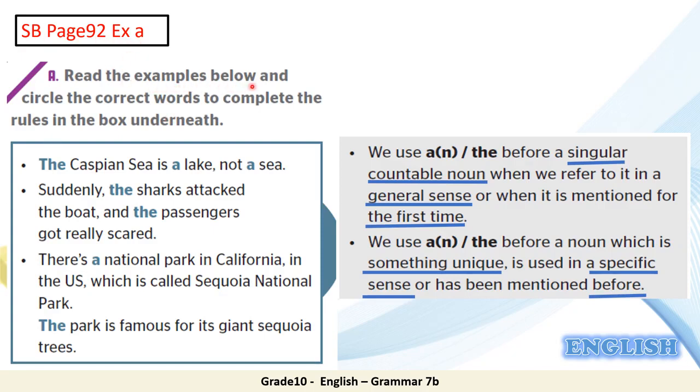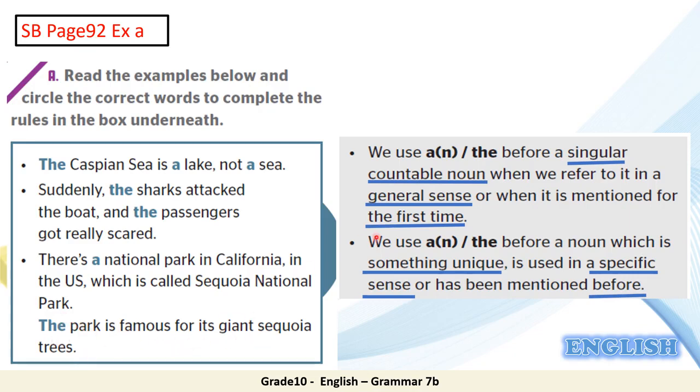Read the examples below and circle the correct words to complete the rules in the box. Now, let's read the examples together. The Caspian Sea is a lake, not a sea. Suddenly, the sharks attacked the boat and the passengers got really scared. There is a national park in California, in the US, which is called Sequoia National Park. The park is famous for its giant sequoia trees.